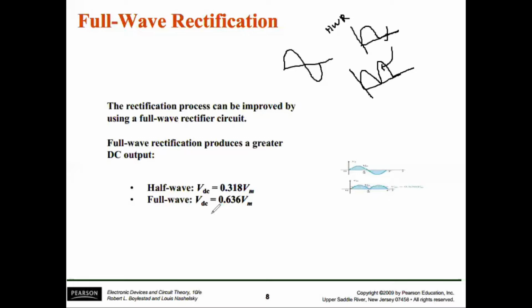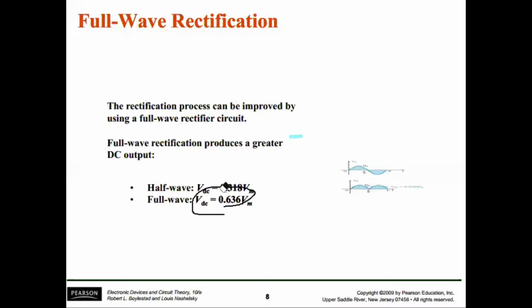You can see that the average value is now increased from 0.318 to 0.636, because now both the waveforms are available, and the average is again increased. So the rectification can be improved by using a full wave rectifier. Okay, we have discussed it, and let's move towards the two configurations which are usually used in full wave rectification.